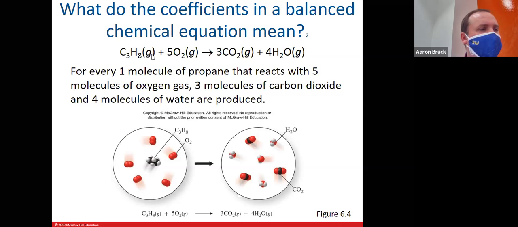So I can put that into molecular terms. Every molecule of propane reacts with 5 molecules of oxygen. And when that occurs, 3 molecules of carbon dioxide are made, 4 molecules of water are made.